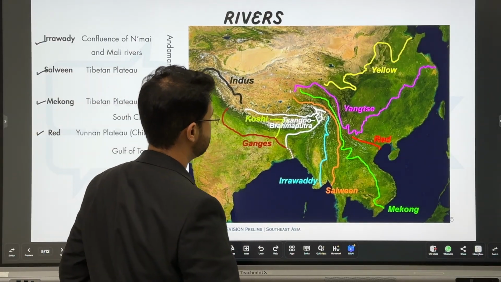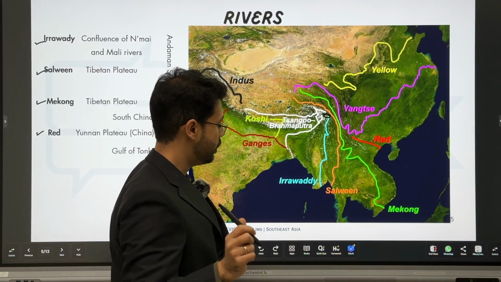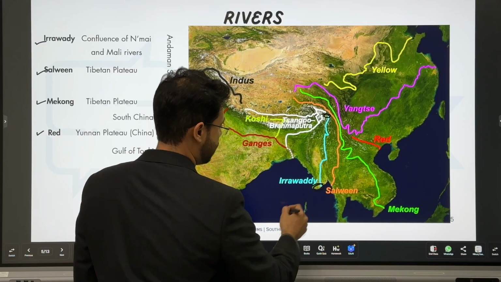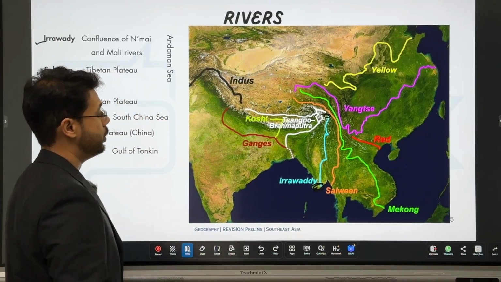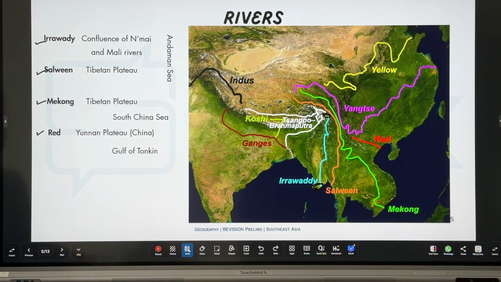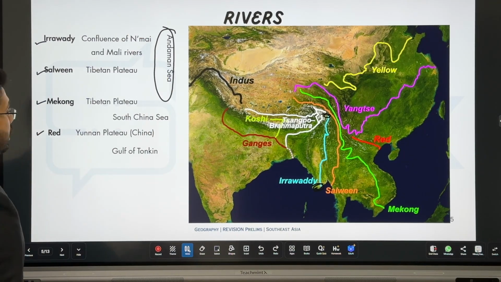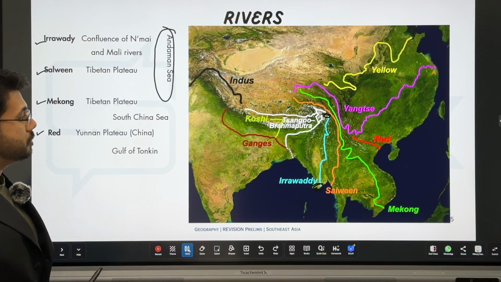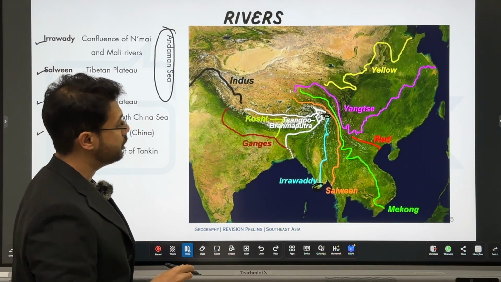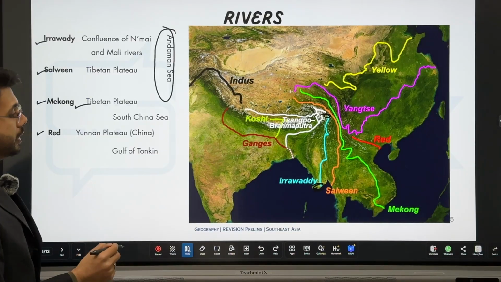Look at Irrawaddy first. Starts somewhere in the Tibetan Highlands. Flows down. Remember Irrawaddy to the Irrawaddy dolphins. It forms a delta over here. Next is the Salween. So Salween also rises somewhere in the Tibetan plateau, and both of them fall in the Andaman Sea. Finally, we have the Mekong, one of the biggest and the largest rivers of Southeast Asia. In fact, the longest river of Southeast Asia.